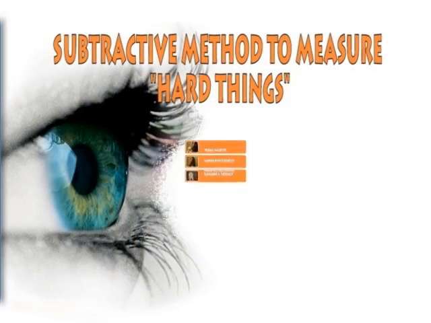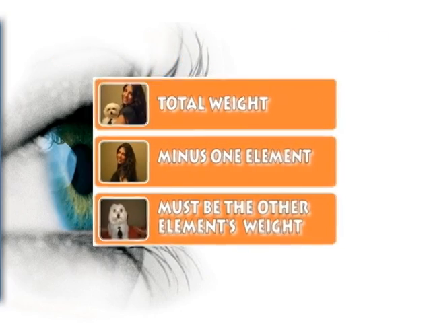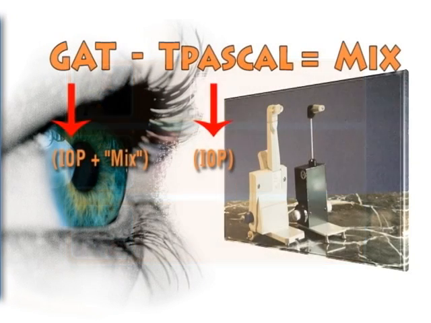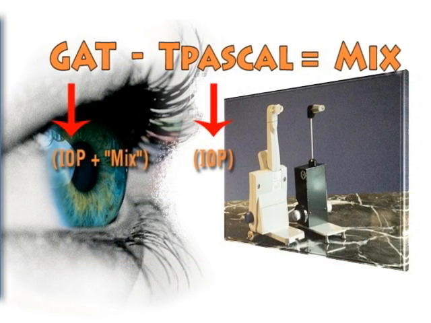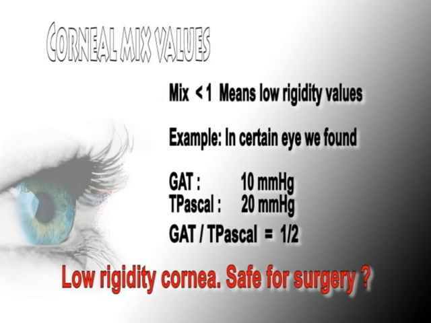It's a simple concept. The weight of the total less the weight of one element can only result in the weight of the other element. And so, the Goldmann tonometer measures the total of intraocular pressure plus the corneal mix. The Pascal tonometer measures the first element, intraocular pressure, which when subtracted results in the value of the corneal mix. The mix will always be less than 1, since the cornea is less rigid.